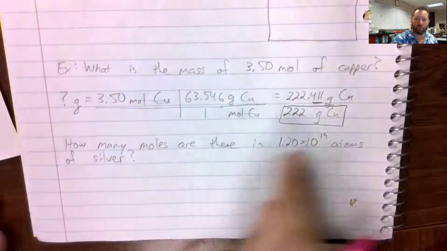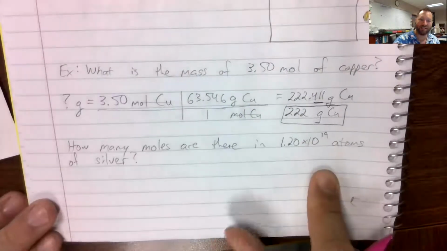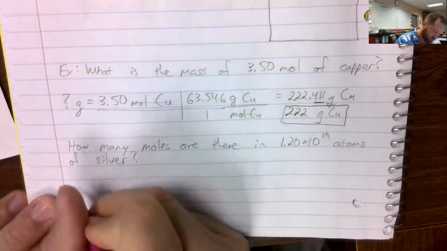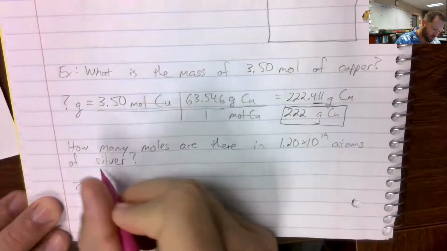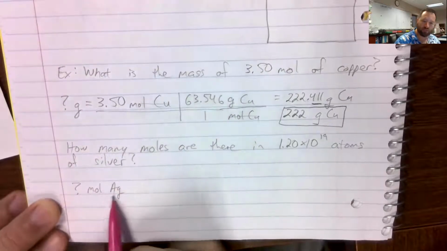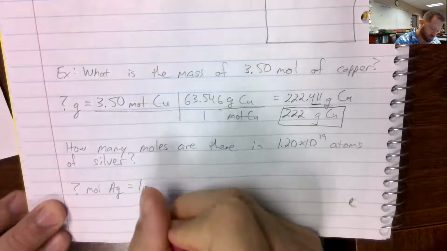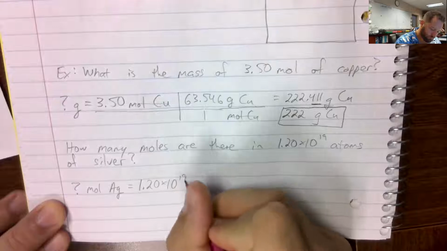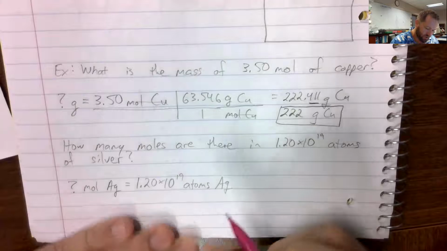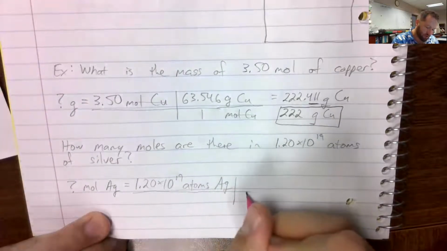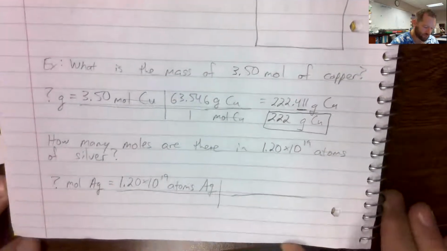Next example, let's work with some atoms. How many moles are there in 1.20 times 10 to the 19th atoms of silver? All right, guys, we're going to set this problem up the exact same way. What am I looking for? Question mark. How many moles of silver? The atomic symbol for silver is Ag. And that's equal to 1.20 times 10 to the 19th atoms of Ag. And again, all I have done at this point is restate the problem, and I've got 1.5 points if I'm taking the test just for restating what the question is.